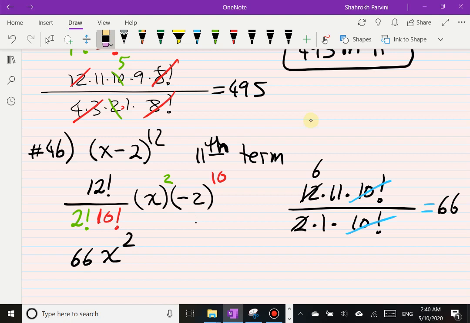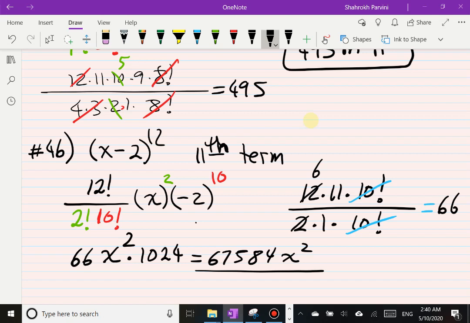This I need to do on the calculator. Okay. Well, negative to an even power is going to be positive. So I'm just going to do 2 to the 10th. That's 1024, right? Times 1024. So the answer to the exercise is 1024 times 66. Makes it 67,584 x squared. And there you go. That's going to be the 11th term.